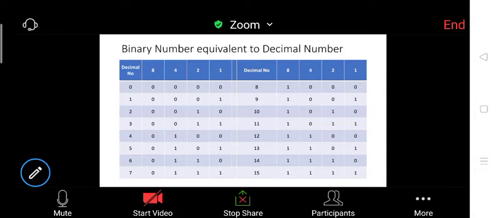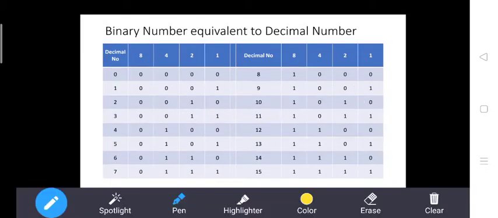4 bits can generate 2 raised to 4 combinations. 2 raised to 4 means 16. That is the combinations, starting from 0 to 15. If you count 0 to 15, there are a total of 16 combinations. So 4 bits can represent 2 raised to 4, that is 16 combinations, from 0 to 15.